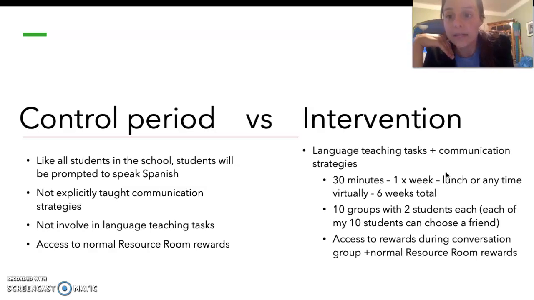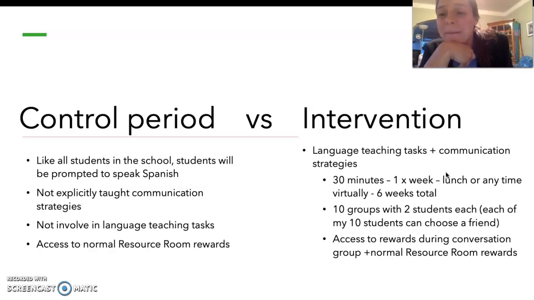So in the control period, students will be prompted to speak in Spanish, just like any other student in the Spanish immersion school. They'll not be explicitly taught communication strategies, and they won't be involved in language teaching tasks. They'll have access to resource room rewards as always, and these are just rewards that correspond with their behavior intervention plans through their individual education program, so that students already have access to that before the intervention and during the intervention.